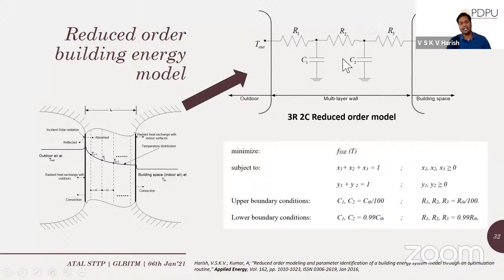Then we started with the 3 resistance, 2 capacitance, that is the 3R2C model, for a multi-layer wall. We started with guess values of the x's and y's and gave the same test input. We got the output for the reduced order target model. We then computed the sum squared error for these two models, and the objective function became the minimization of this error function, subject to the constraints and boundaries which we already outlined here.